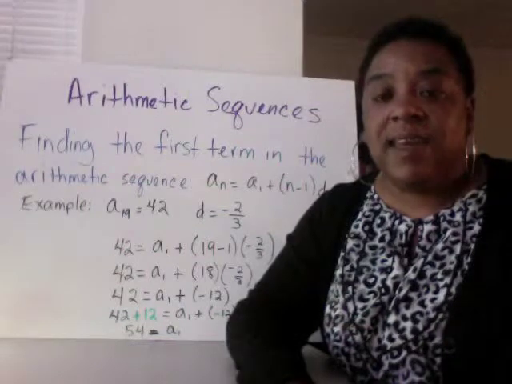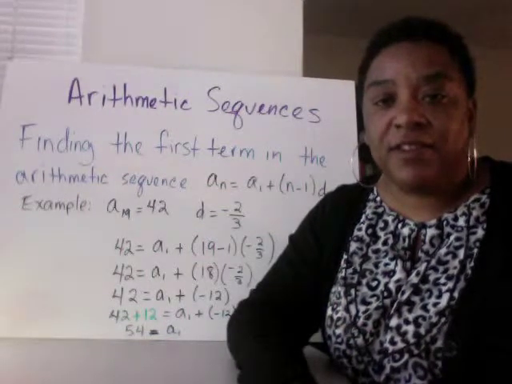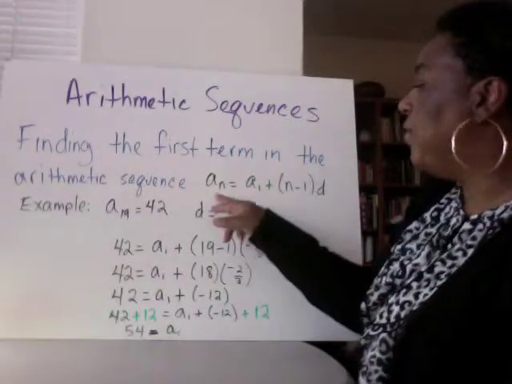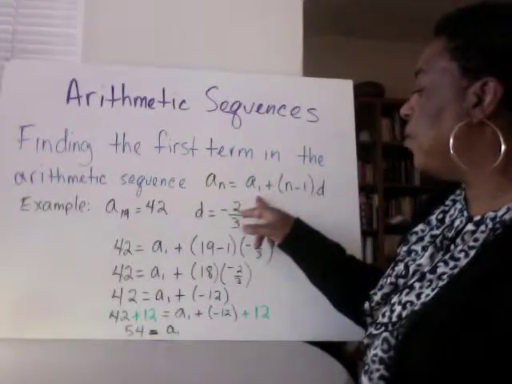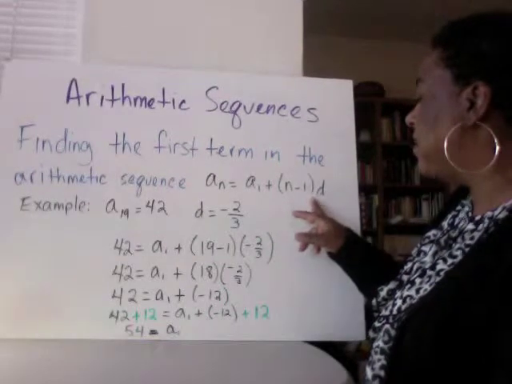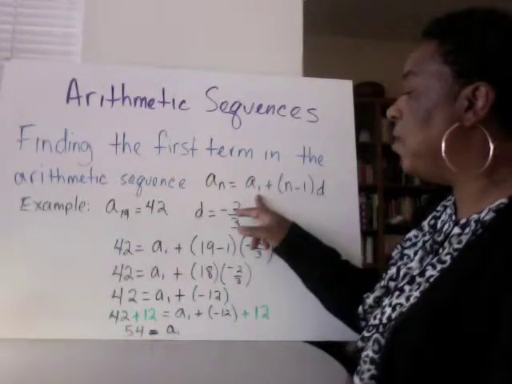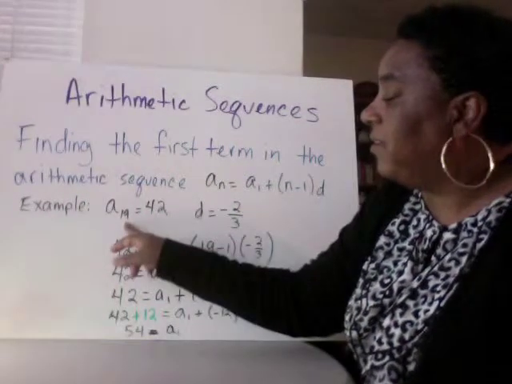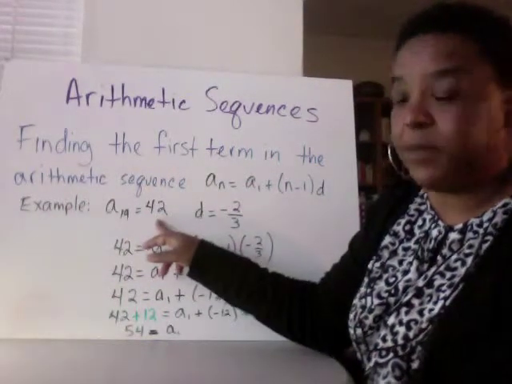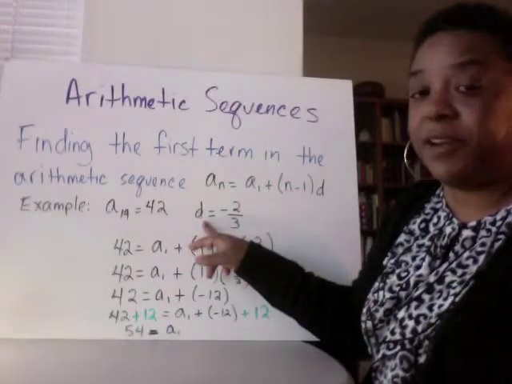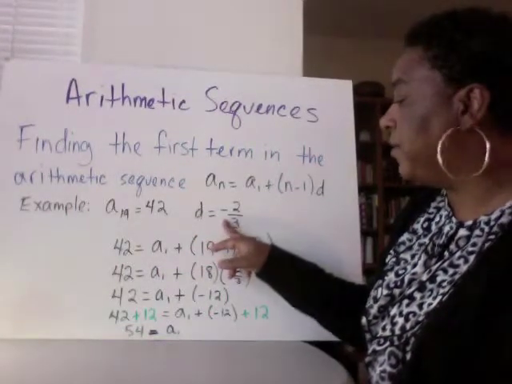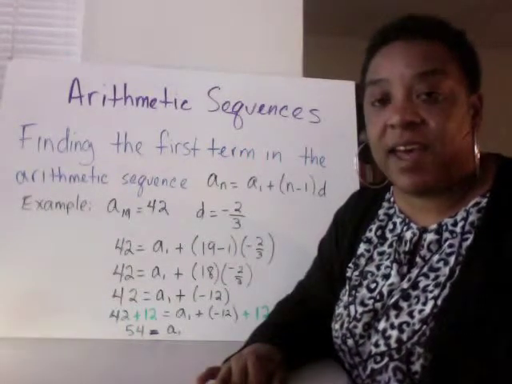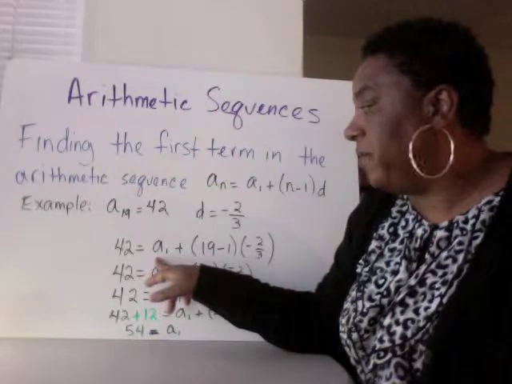Now let's look at an example where we want to find the first term in the sequence. So we'll use the formula a sub n equals a sub 1 plus n minus 1 times d to find a sub 1. The information that we're given in this example is that a sub 19 equals 42, d, which is our common difference, is -2/3. So we'll substitute the information that we've been given to help us find the first term, a sub 1.